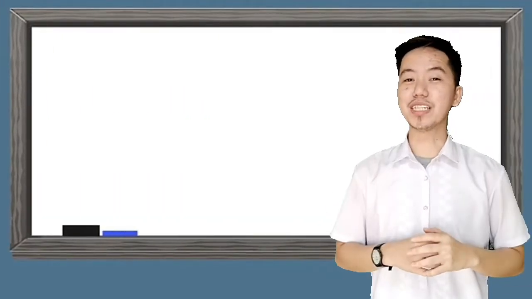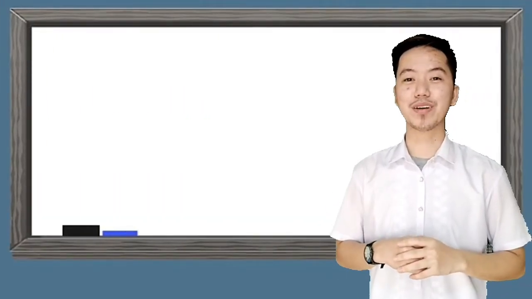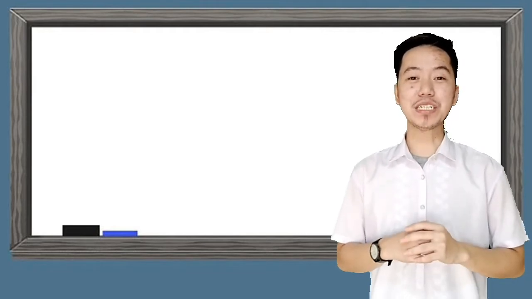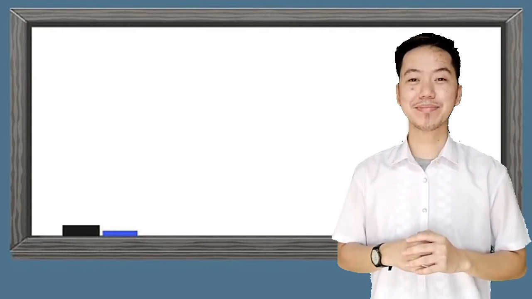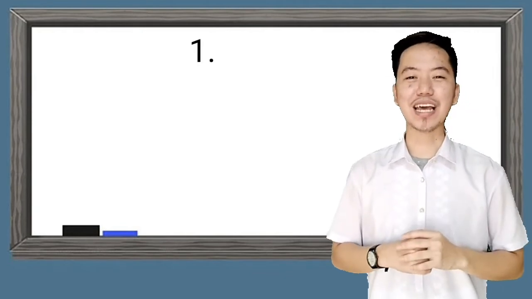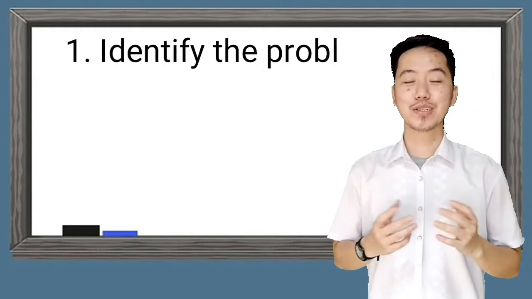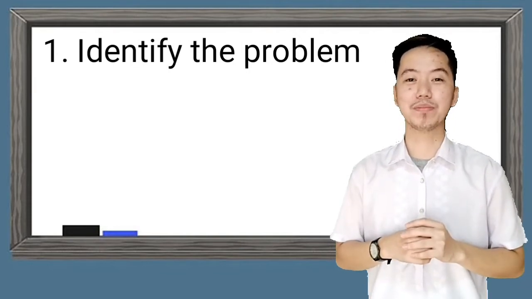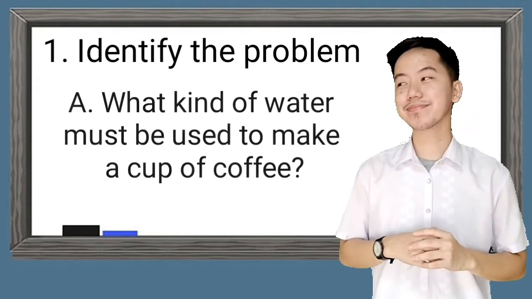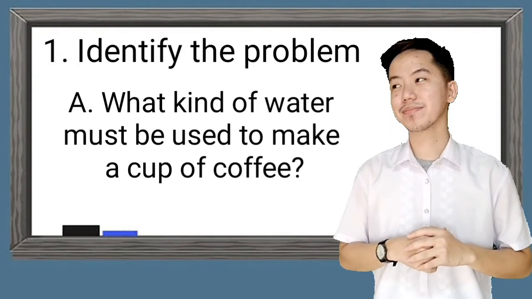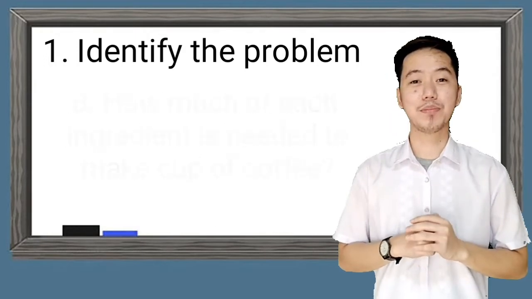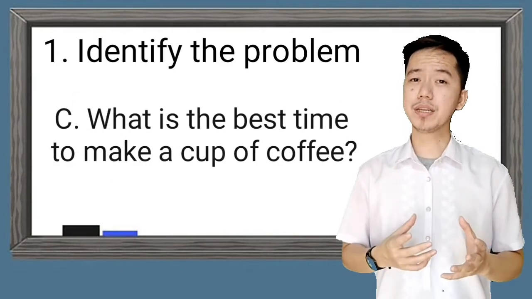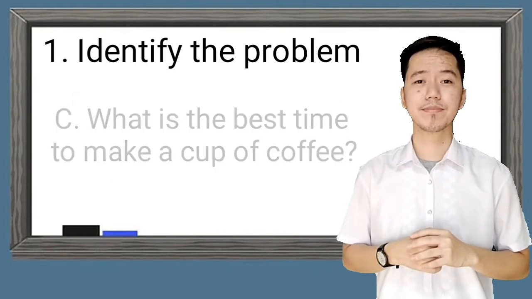Now that you know the different steps of the scientific method, let us now help Mark to solve his problem. Our first step is, correct, identify the problem. So, what do you think is Mark's problem? Is it A, B, C, or D?